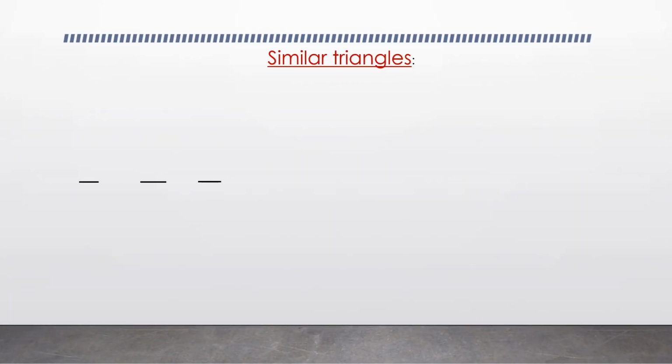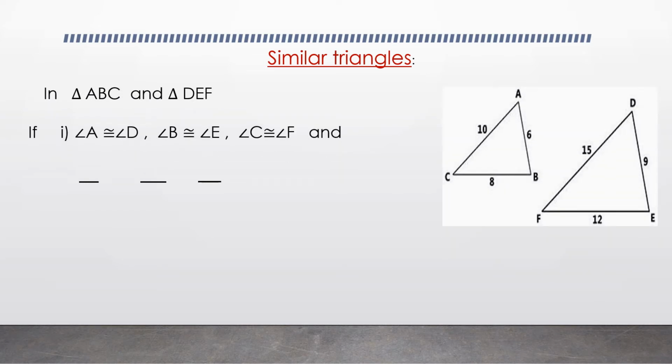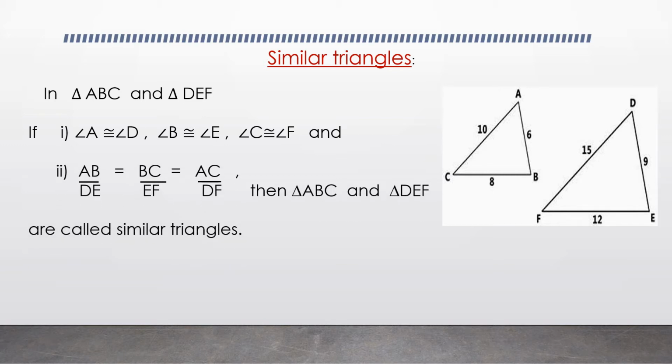Yes, let's learn similar triangles. What are similar triangles? The triangles which have the same shape but their sizes may differ. Here in triangle ABC and triangle DEF, if angle A is congruent to angle D, angle B is congruent to angle E, and angle C is congruent to angle F, and AB upon DE is equal to BC upon EF is equal to AC upon DF, then triangle ABC and triangle DEF are called similar triangles.